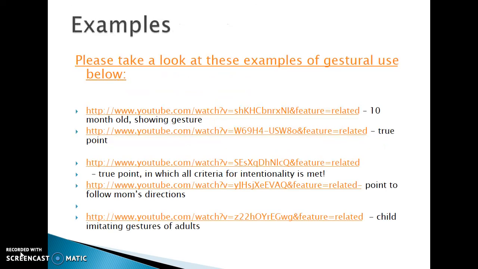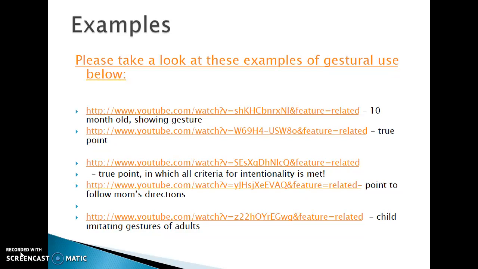Here are some examples of some gestures for you to take a look at, some pointing and imitating of an adult's gestures and so on. And so we'll take a look at this a little bit more in class as well, but these would be great resources for you to look at and see if you can identify the gestures when they're happening. When you do your toddler observation report, you're asked to do exactly that, is to take a look at a video clip and analyze what's happening.